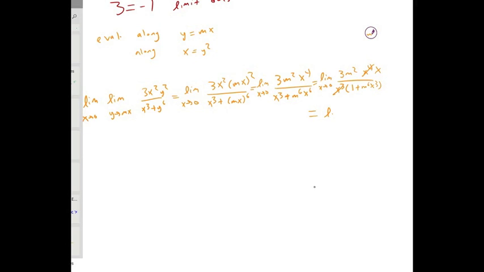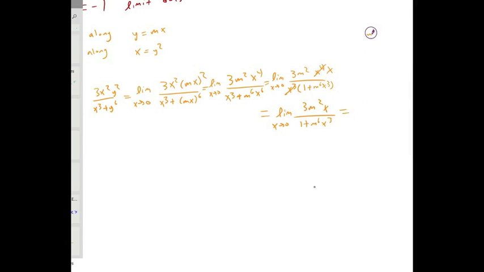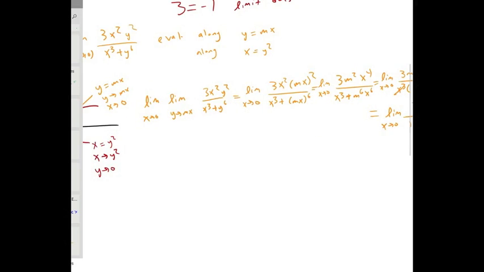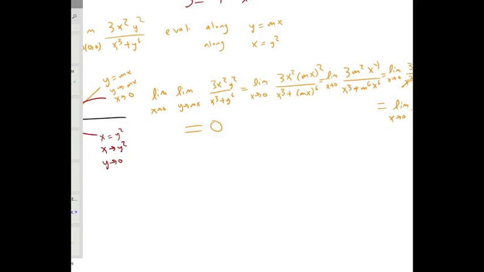And this will equal the limit as x approaches 0 of 3m squared x over 1 plus m to the sixth, x to the third. If you plug this in, you get 0 over 1, which is just 0. So that was our first result.